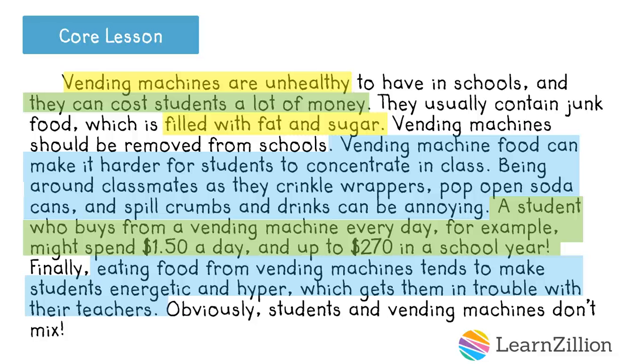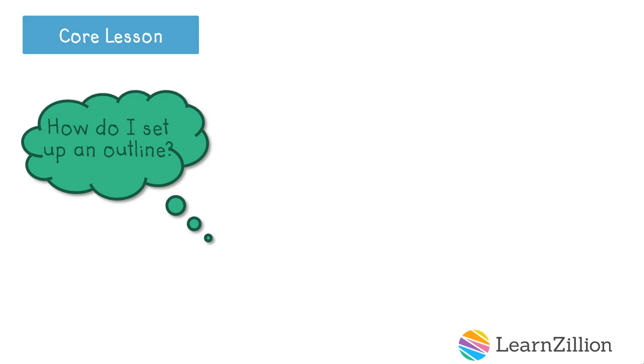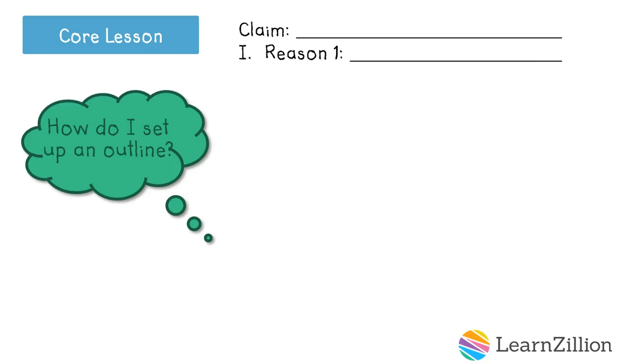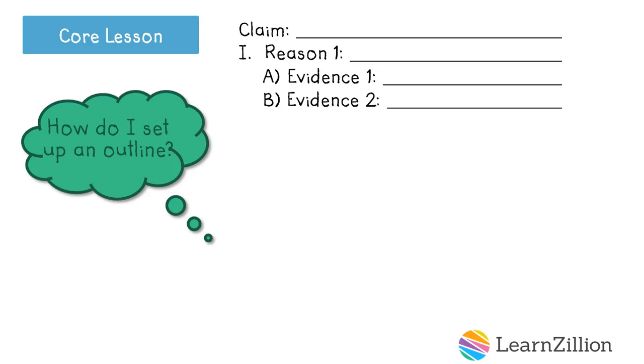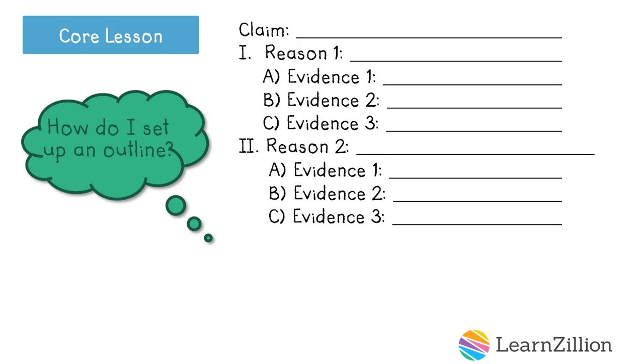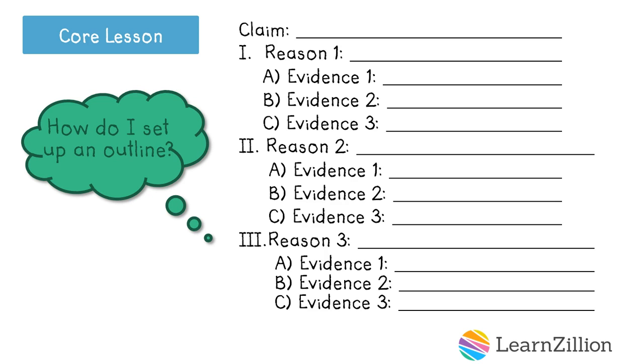So what I want to do next is back up a step and organize my ideas in an outline. Since we're writing an essay, I know that I need to set it up like this. My claim goes at the top, underneath that is reason 1, and underneath that is evidence 1, 2, and 3. I'm going to continue this pattern since I'm writing an essay with 3 body paragraphs, and I know that I'll need at least 3 reasons.